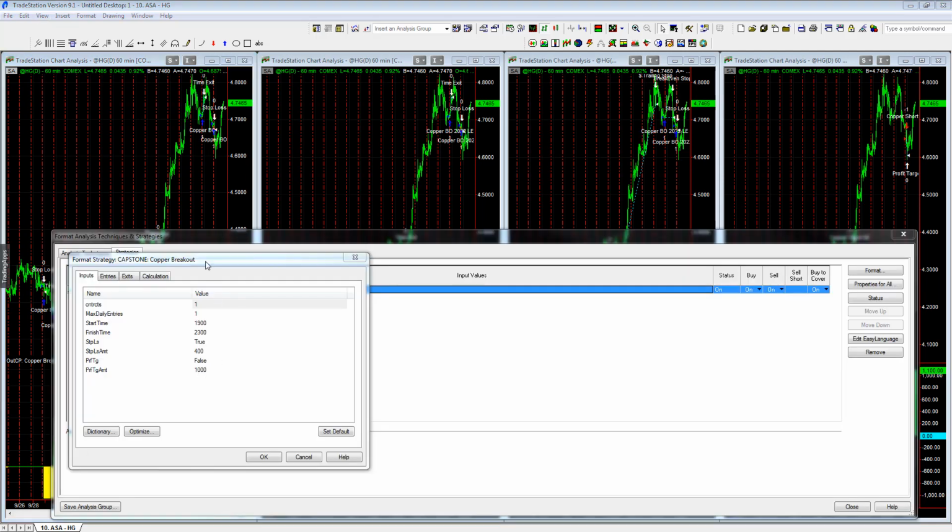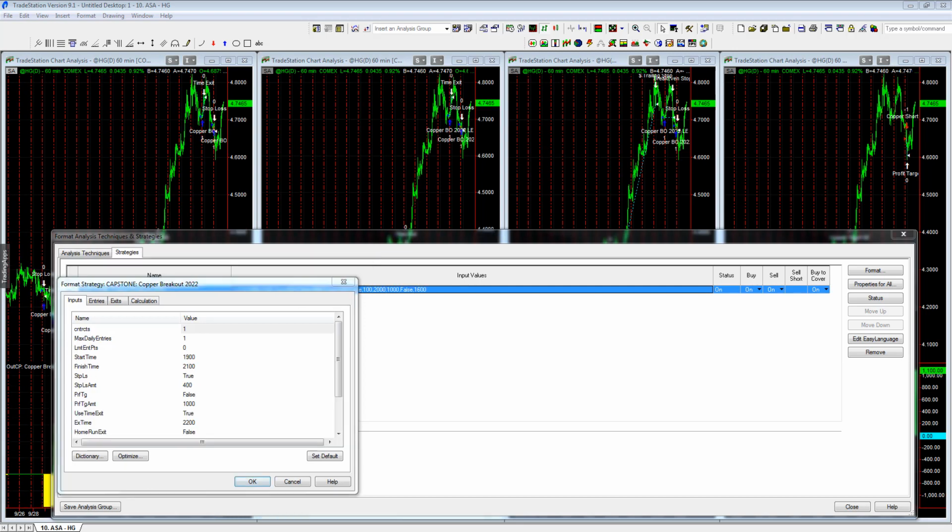So if you look at the original copper breakout strategy, contracts, max daily entry, start time, finish time, stop loss, and profit target, which is set to false, is the $400. Now I'm going to show you the new Capstone Copper Breakout 2022, then the home run version, then the short version, so you can look at the input settings.